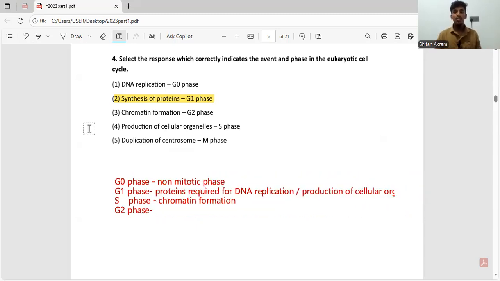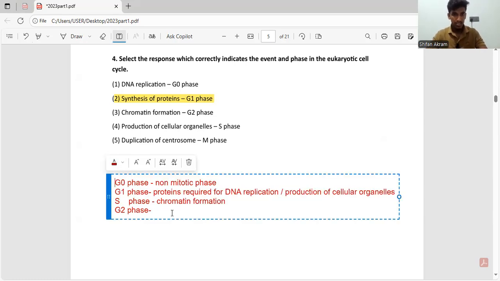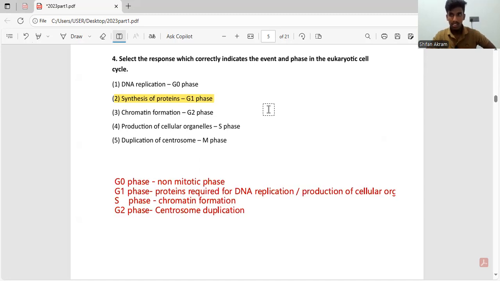Finally, we had duplication of the centrosome. Okay, centrosome formation occurs in the S phase, not in the M phase. In the M phase, what occurs is the prophase, metaphase, anaphase, telophase. So those stages are in the M phase, and centrosome duplication occurs before all these stages. So it occurs in the S phase. Sorry, G2 phase. Okay, the correct statement is the second one.